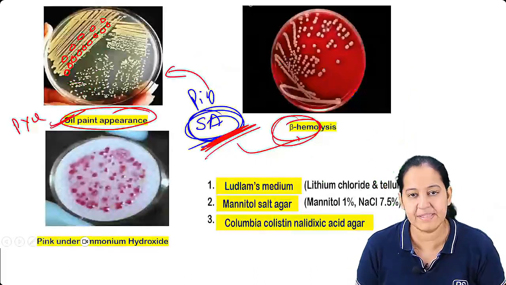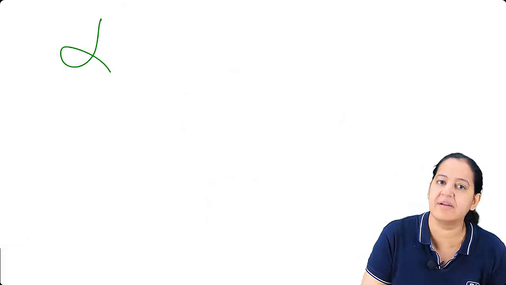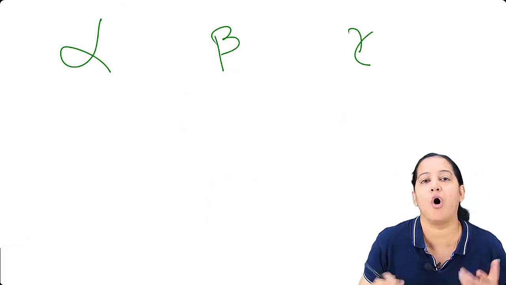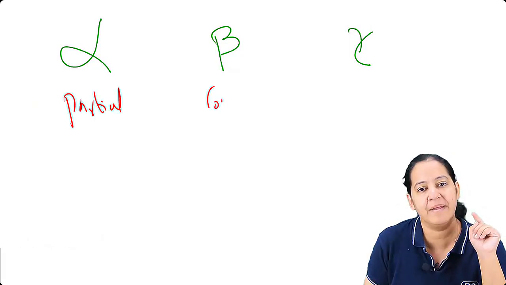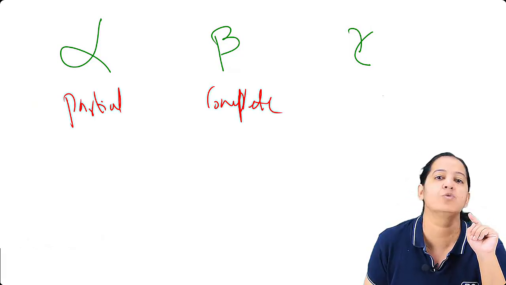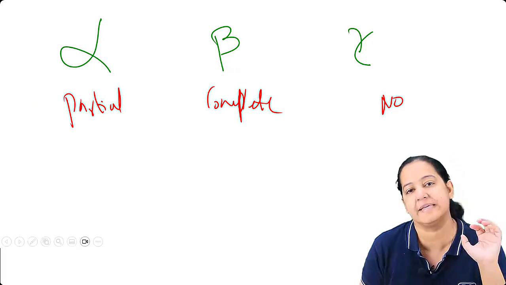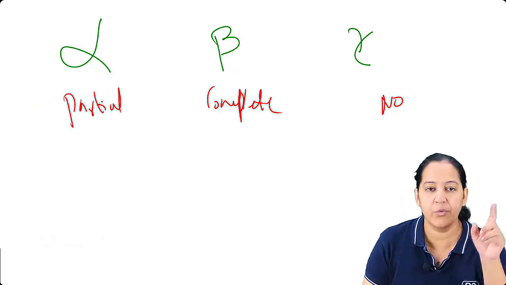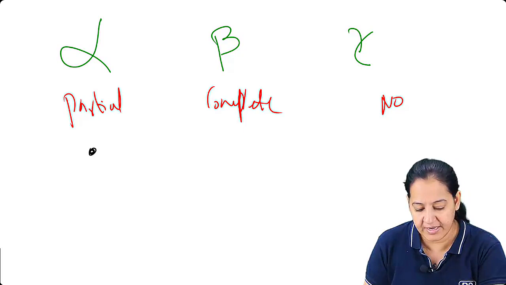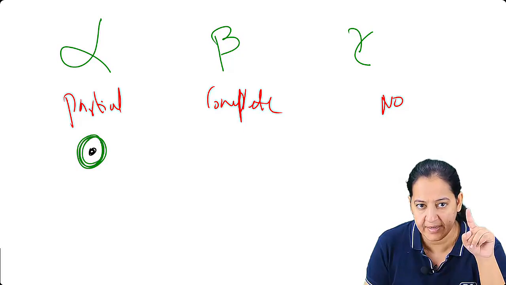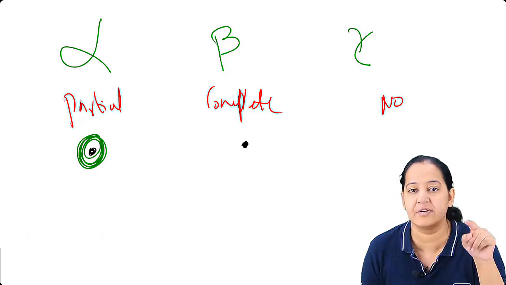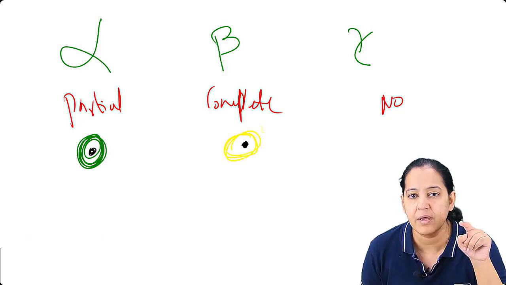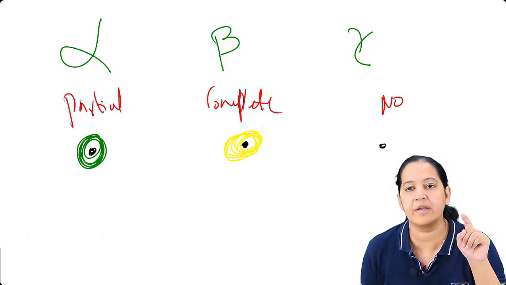So for every bacteria, either the bacteria is alpha or beta or gamma hemolytic. What other possibility is there? Alpha means partial hemolysis, beta means complete hemolysis, and gamma means no hemolysis. Hemolysis of what? Of RBC. Got my point? So here around the colony, you get a green color zone. Here around the colony, you get a transparent, translucent zone. And here around the colony, you get no zone, only colony.